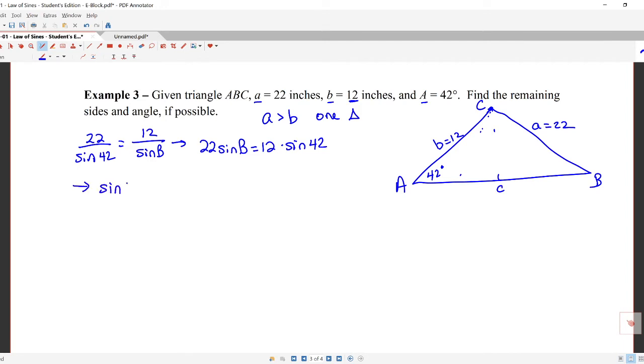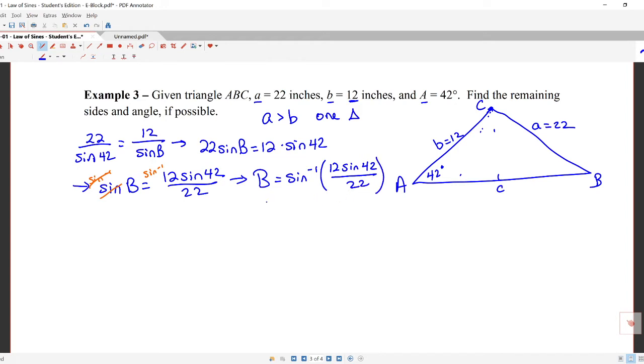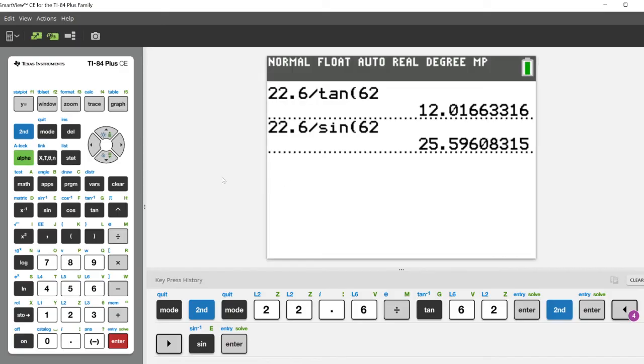So the sine of B, dividing both sides by 22, gives us 12 sine of 42 divided by 22. And now we have to get rid of the sine in front of the B. To do that, we use the inverse sine, which will cancel out the sine that we have here. So B is equal to the sine inverse of 12 sine of 42 over 22. So B equals, let's go to our calculator and we will take a look at that.